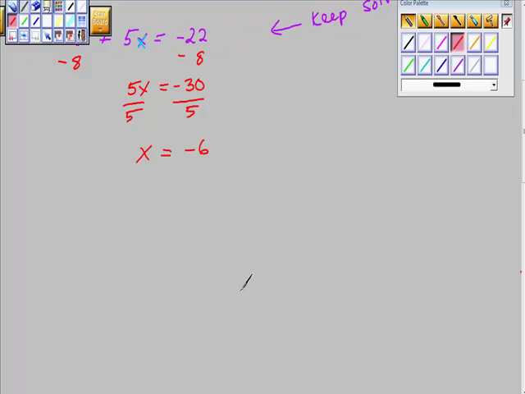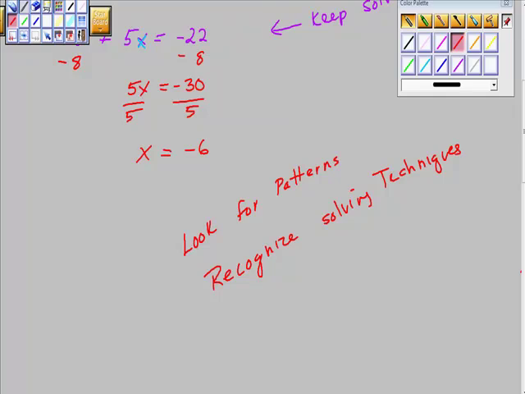If you're watching this video but you haven't watched the other one, please go back and watch the other one, because I want you to know that there are different techniques. I want to remind you: look for patterns. Recognize solving techniques. What does that mean? Well, the way you solve for a line is not the way you solve for a quadratic. So once you realize you have a quadratic, you'll want to do something different, right? Okay, you guys, good work.